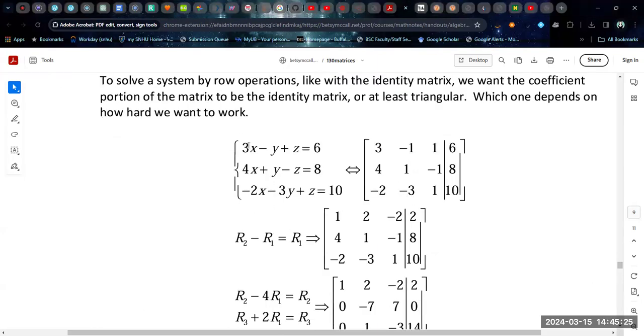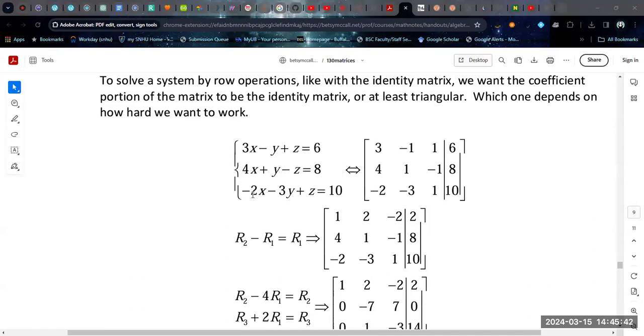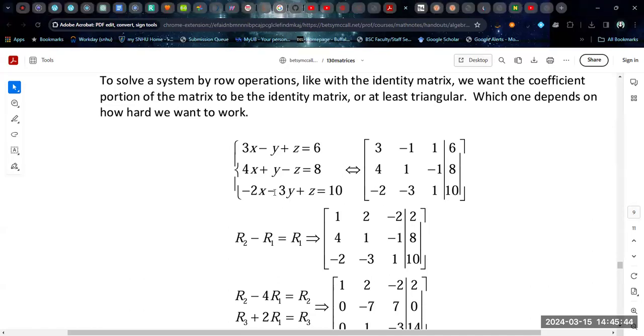The idea here is, of course, the coefficients of x go into the first column, the coefficients of y go into the second column, and the coefficients of z go into the third column. And then in this example, our final column are the constants. If the variable is missing, fill it in with a 0, and the signs go with the coefficients. So minus y is -1, for example.